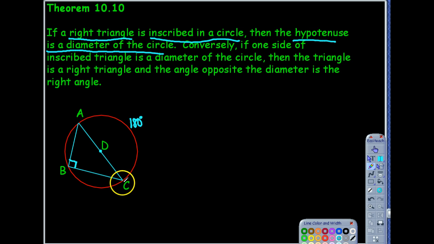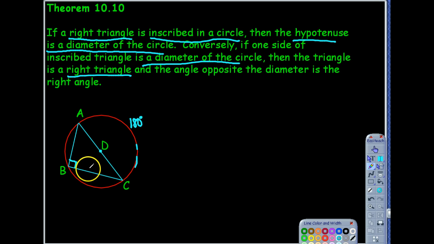It does make sense, and you don't necessarily need this theorem. It can easily be proven. But if you notice that happens, you automatically know that that is the diameter of the circle. Now, conversely, if one side of the inscribed triangle is the diameter, then it's got to be a right triangle because, again, if we know this is the diameter, we know this arc is going to be 180 degrees. And therefore, when you look at that inscribed angle, you know that it's half of that 180, so this is going to be 90 degrees. Which forces that to be a right triangle.